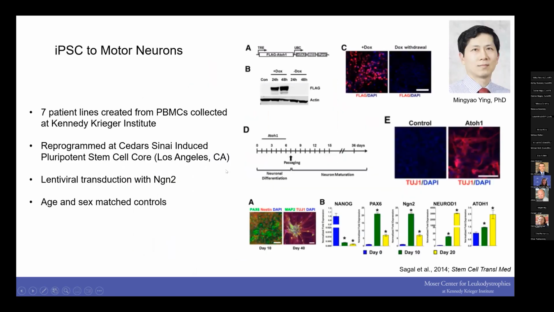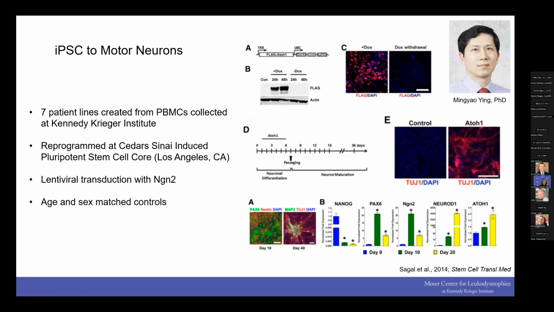I want to talk a little bit about our model. I presented in the past on this, and today we're going to take it a little bit further, but we use an induced pluripotent stem cell model. These are iPSCs that are derived from peripheral blood mononuclear cells that are collected from patients here at the Kennedy Krieger Institute. We sent those PBMCs to Cedars-Sinai in Los Angeles, and they reprogrammed them into iPSCs for us.